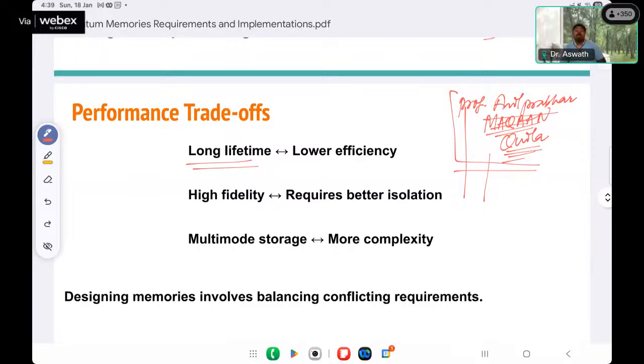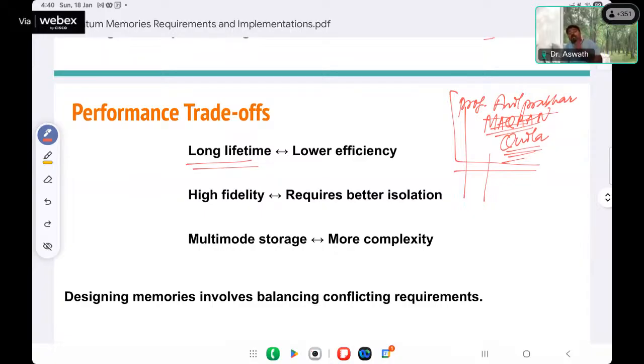So there should be a balance between how much fidelity I can expect and how much fidelity I can compromise, at the same time being able to interact with the system with much ease. So there is a trade-off I have to make. And when it comes to multi-mode storage, if I have to store a lot of things, again the complexity increases. Complexity in the sense that ambiguity increases as I go to a large number of states. So how much complexity I can tackle, that much multimode storage I can go.